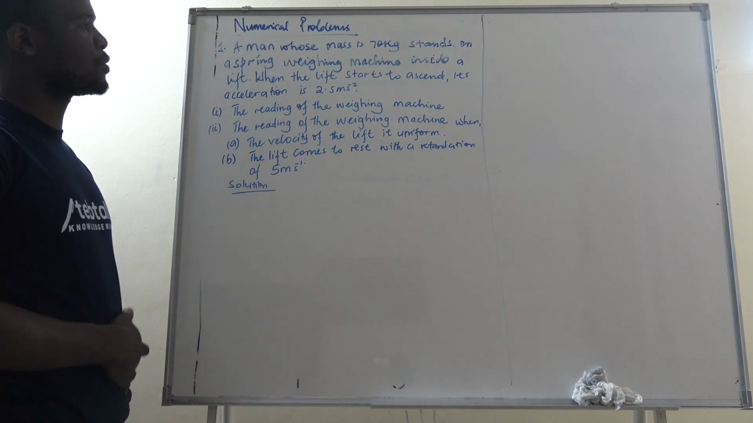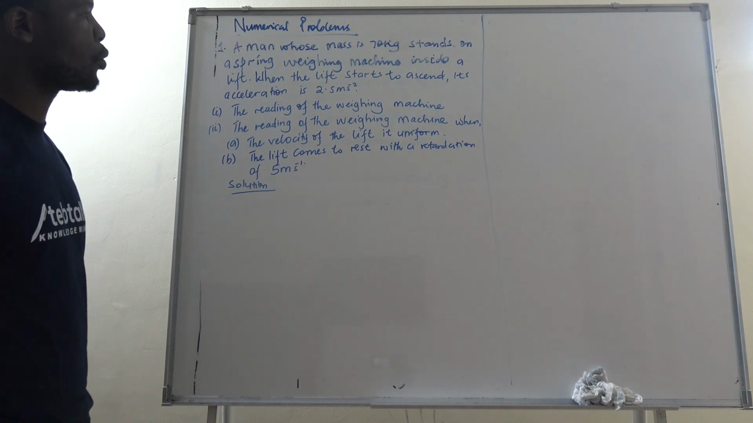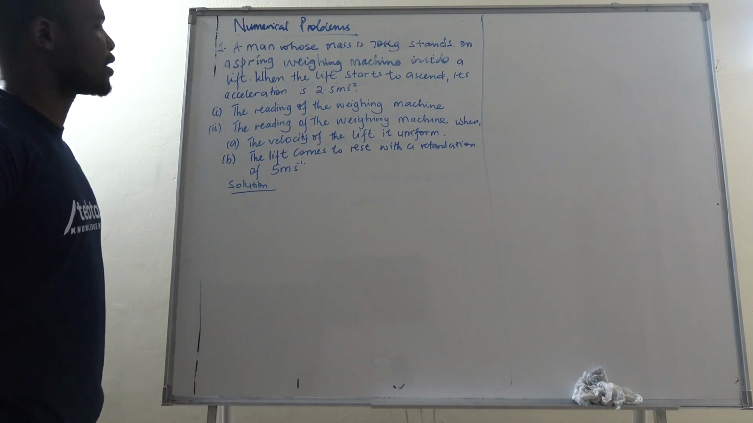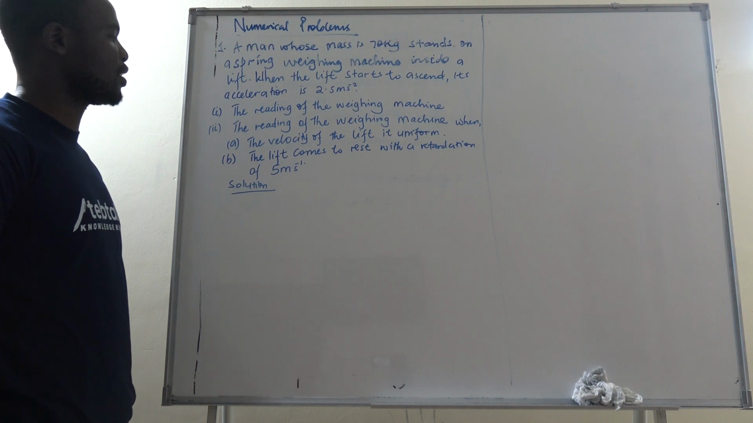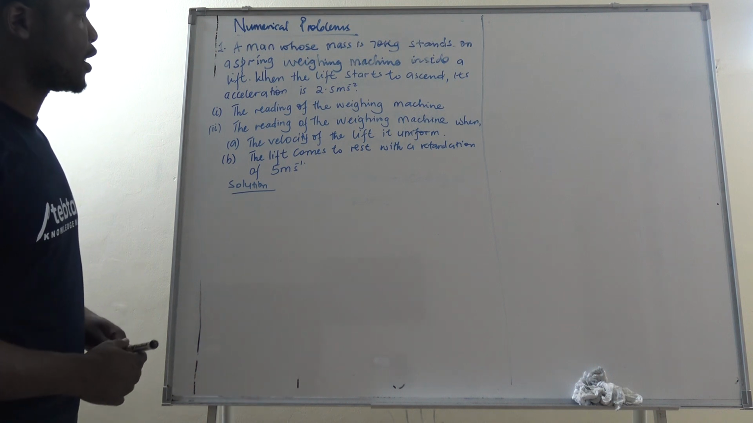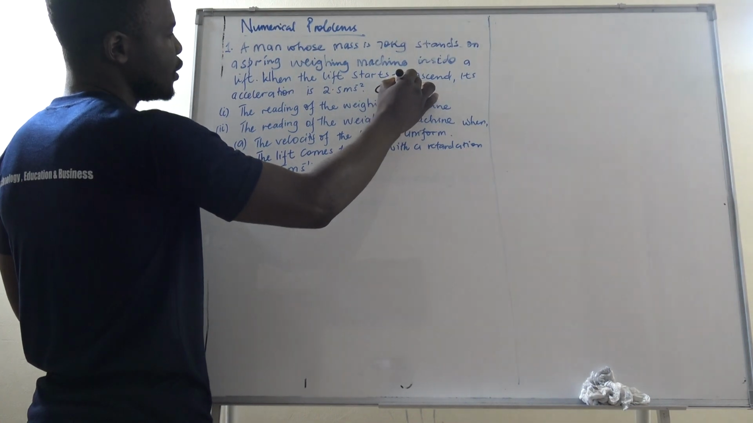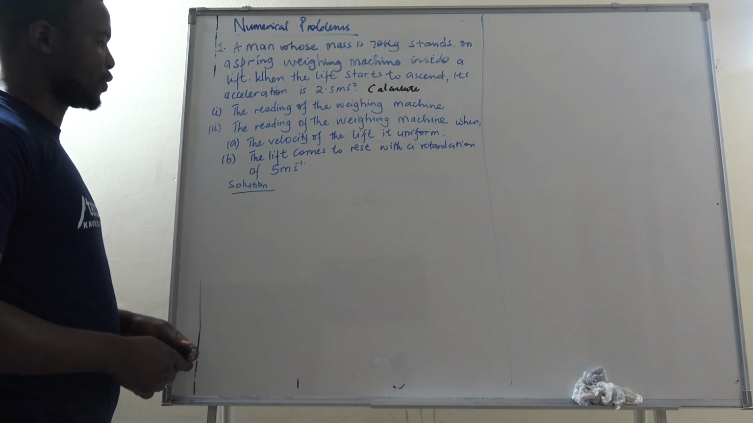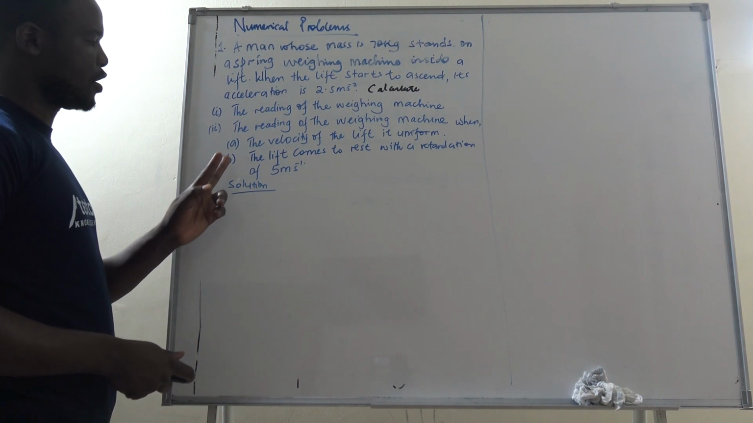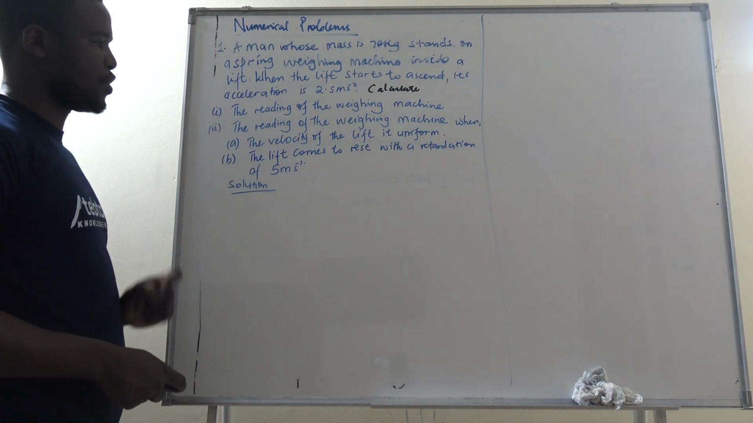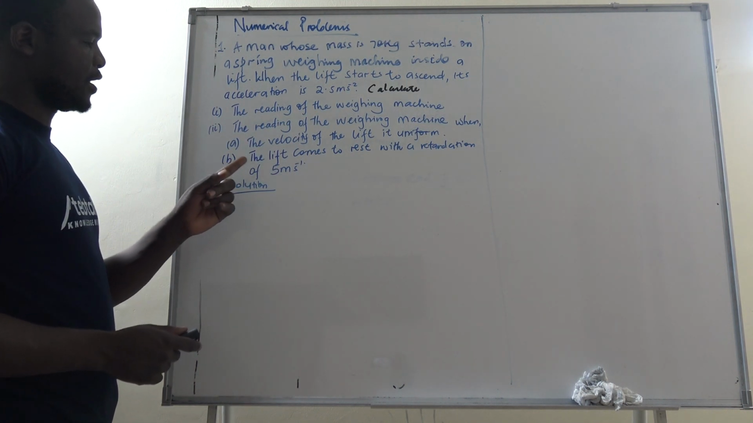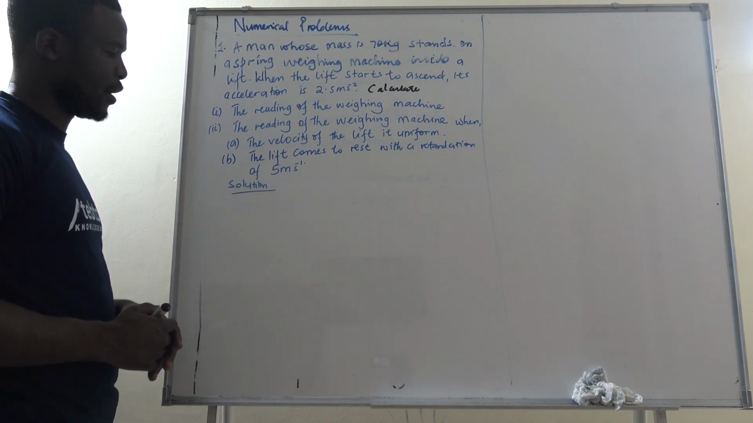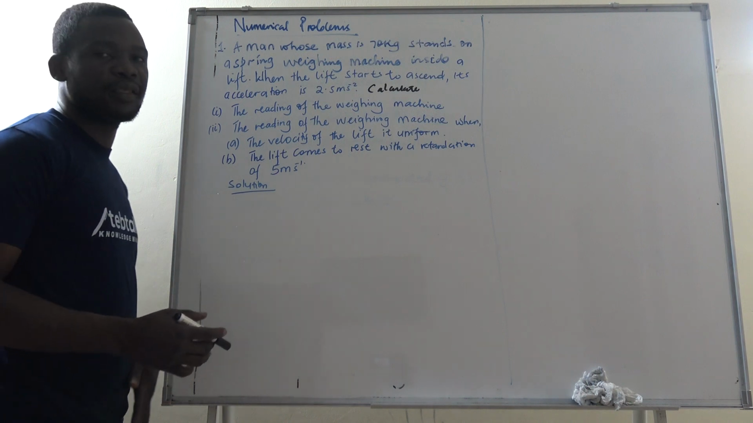Now here they say a man whose mass is 70 kilograms stands on a spring weighing machine inside a lift. When the lift starts to ascend, its acceleration is 2.5 meters per second squared. Calculate: 1. the reading of the weighing machine; 2. the reading of the weighing machine when the velocity of the lift is uniform; 3. the reading when the lift comes to rest with a retardation of 5 meters per second squared.